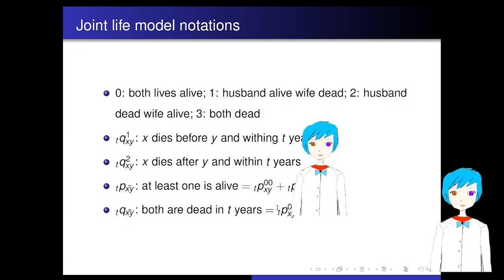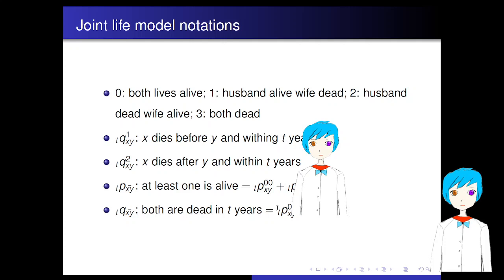So we have several notations. The important notations are t q x y superscript 1, which means X dies before Y and within t years. t q x y superscript 2 means X dies after Y and within t years. t p x y bar is the case when at least one of the two lives is alive. So it is a summation of both are alive, plus the wife is dead but husband is alive, plus husband is dead but wife is alive.